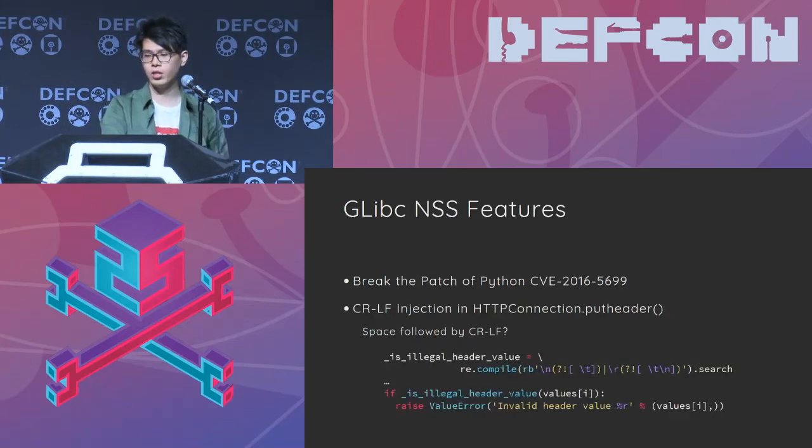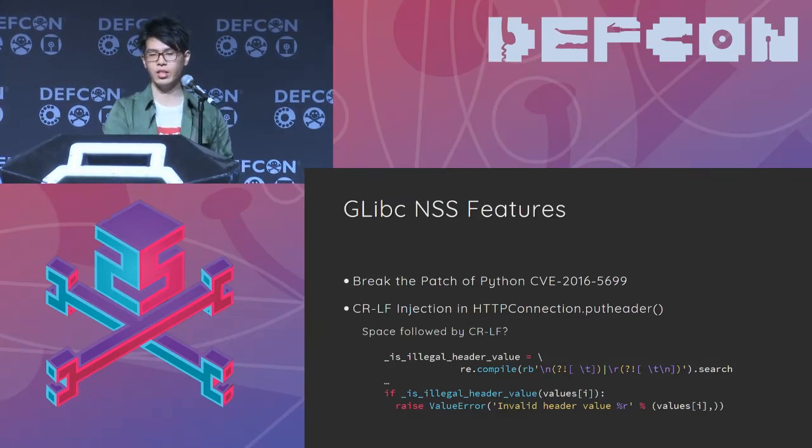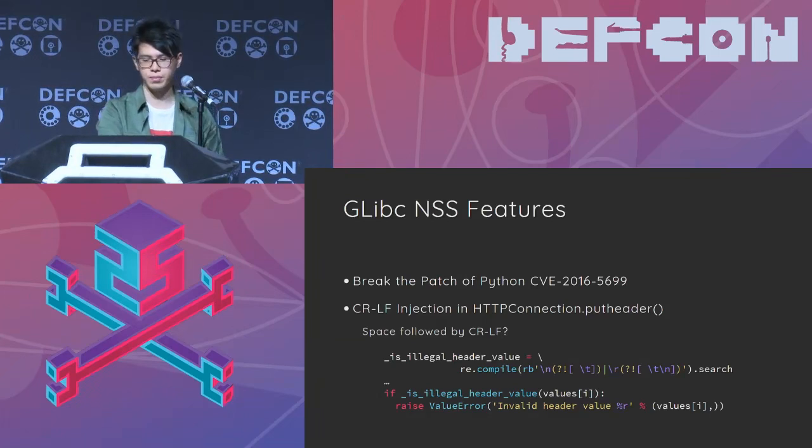Let's break the patch of Python CVE-2016-5699. It's an SSRF injection in the function putheader of the module httplib. It also affects both urllib and urllib2 because they use httplib to construct their HTTP requests.